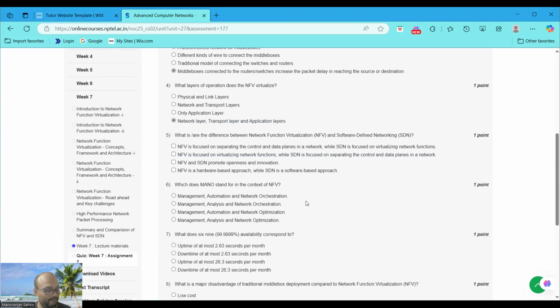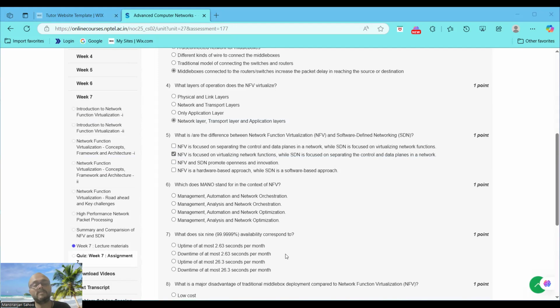Moving to question number 5. What is the difference between network function virtualization and software defined networking? Network function virtualization is focused on virtualizing network functions, while software defined networking is focused on separating the control and data planes in the network. So for question 5, we choose option B.